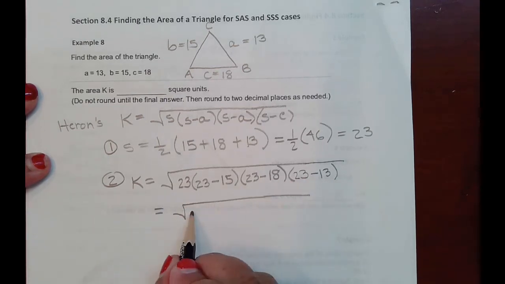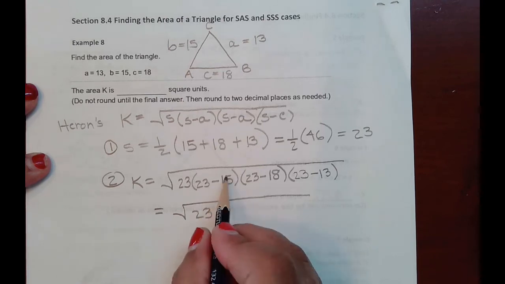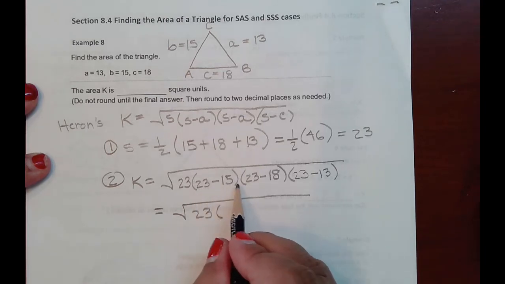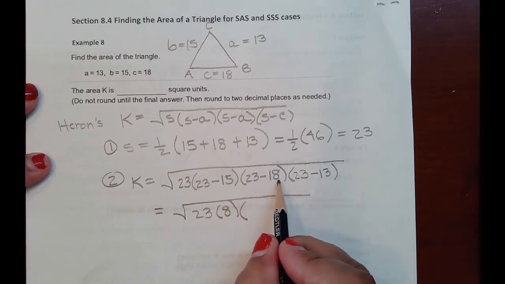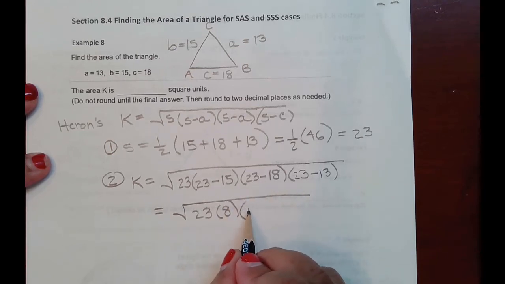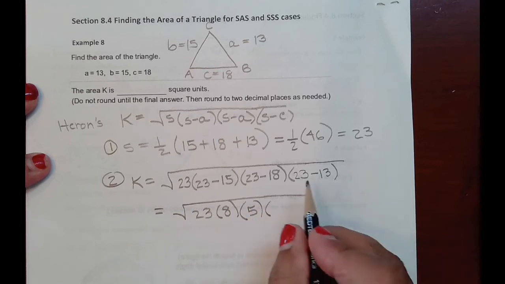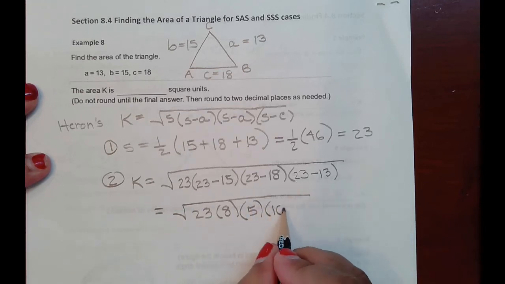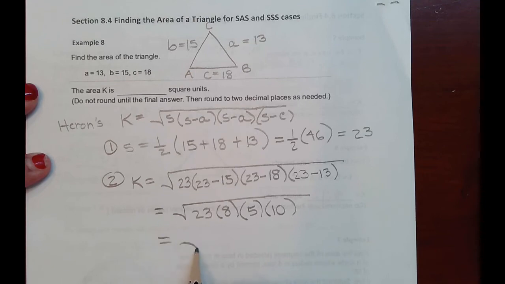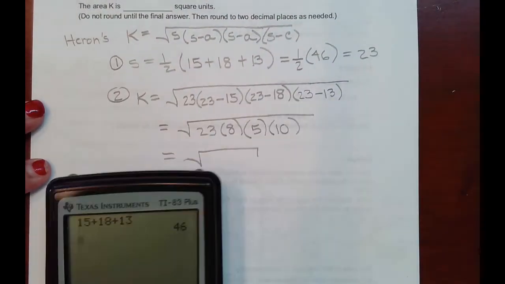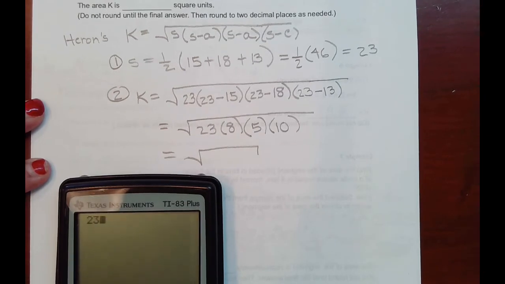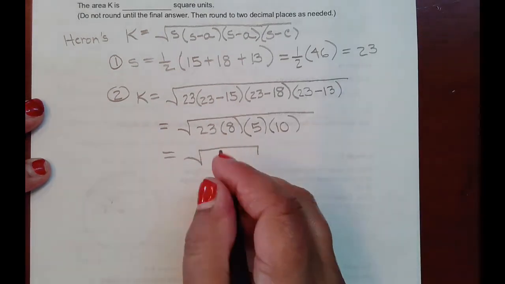Let's find the differences here. We have a 23. Here we have a difference of 23 minus 15, so that's 8. Here we have a difference of 23 minus 18, so that would be 5. And here we have a difference of 23 minus 13, so that would be 10. Now going for that single number underneath the square root, 23 times 8 times 5 times 10. And that gives us 9,200.